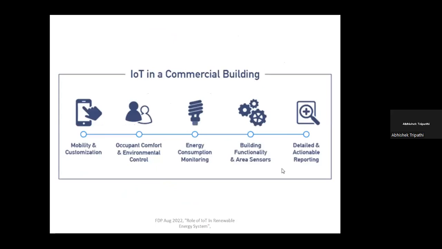This is one example of IoT in a commercial building. You can see at the right hand we have detailed and actionable reporting. So what to do after getting the reports? We have to take some action. Suppose in a building there are multiple rooms, so many rooms. There are air conditioners and we can set and reset them. We can increase or decrease the temperature. So we can monitor the temperature of the different blocks of a building.